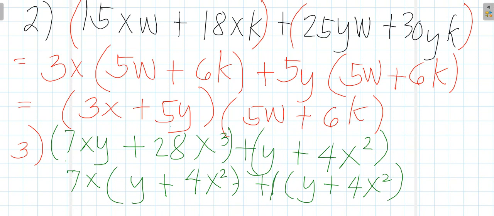So therefore, the final answer, in color red, is 7x plus 1 times y plus 4x squared. Okay? Because this is equal to 1. Okay. Next.